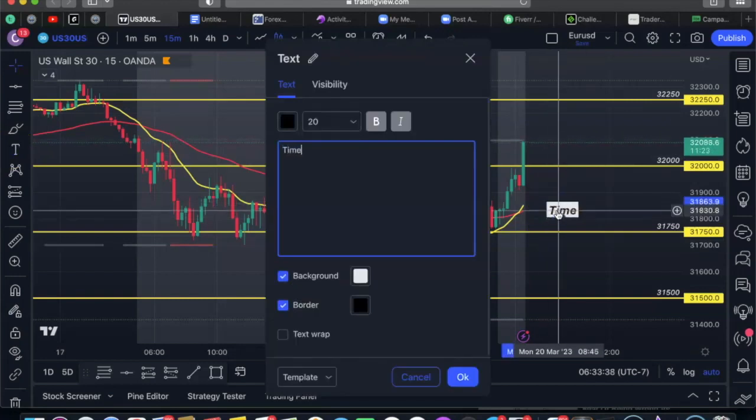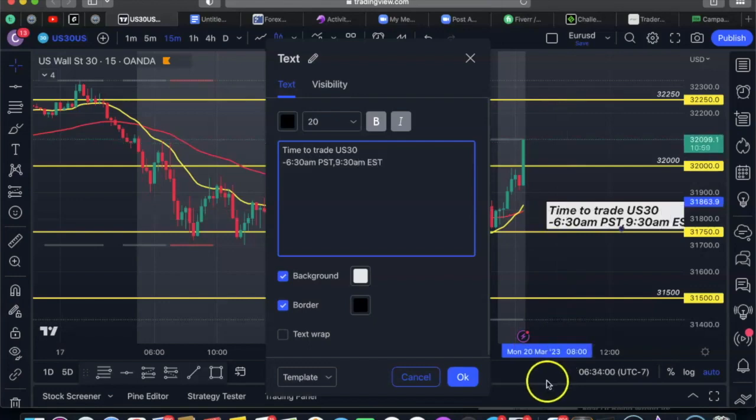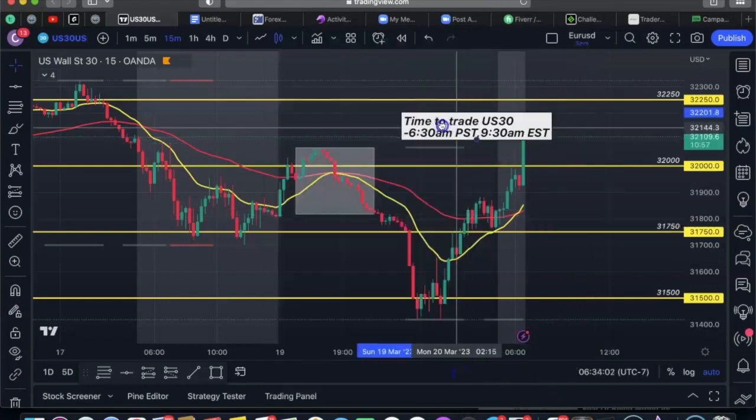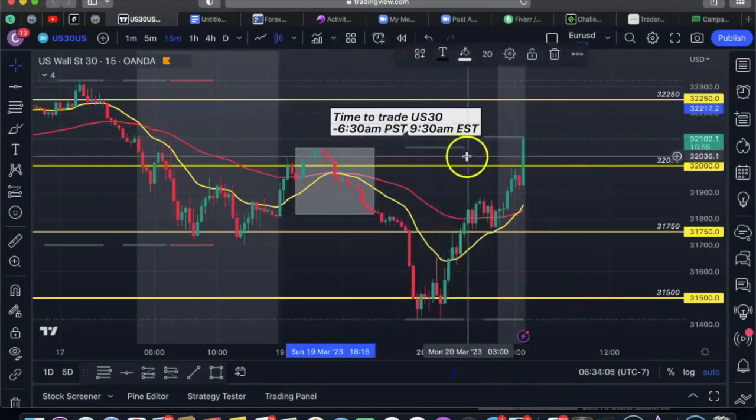So this is the time to trade US30. The best time and the only time that you guys should be trading US30 is at 6:30 a.m. PST. That is 9:30 a.m. EST. Okay? This is the best time to be trading US30.